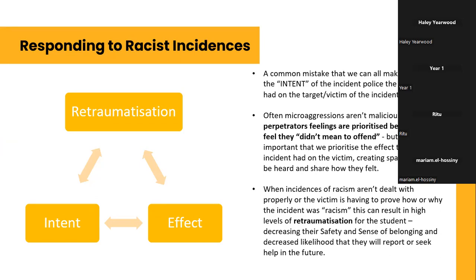When incidences of racism aren't dealt with properly, or the victim has to prove how or why this is racist, this can result in high levels of re-traumatization for the student. And this then decreases their safety and their sense of belonging. It also decreases the likelihood that they'll report it in the future or seek any type of help because they were shunned. So we have to look at the effect, not necessarily the intent.